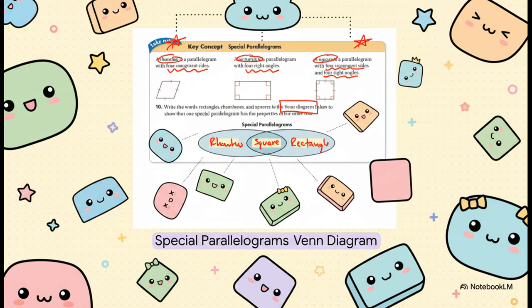Okay, let's dive right into this map of our shape family tree. Think of special parallelograms as our big, overarching family bubble. Inside, we have the rhombus hanging out on one side, the rectangle on the other, and sitting right there in the overlapping middle, the square. This beautifully sets up our family tree, starting with the absolute parent of them all, the parallelogram.